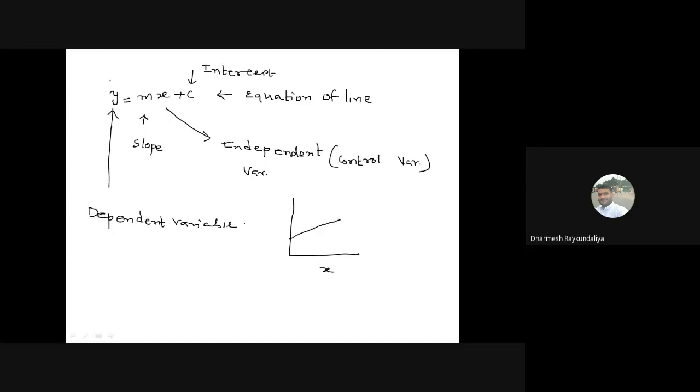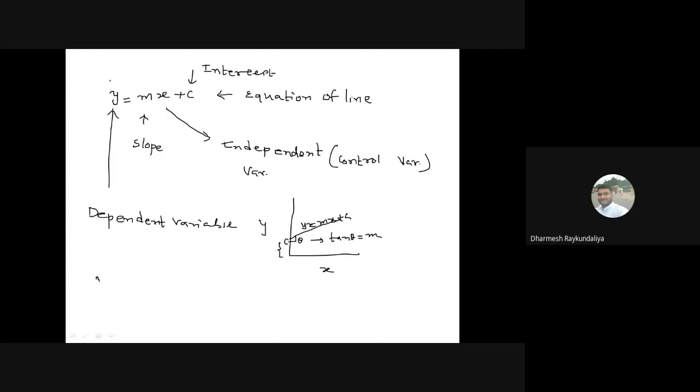If you make the graph, this is your x, this is your y, this distance is c, and this line is y is equal to mx plus c. It is making an angle theta, and tan theta is equal to m. m is nothing but the slope of the line. If you substitute x equal to 0, the minimum value of y is c. So this is called a mathematical equation.